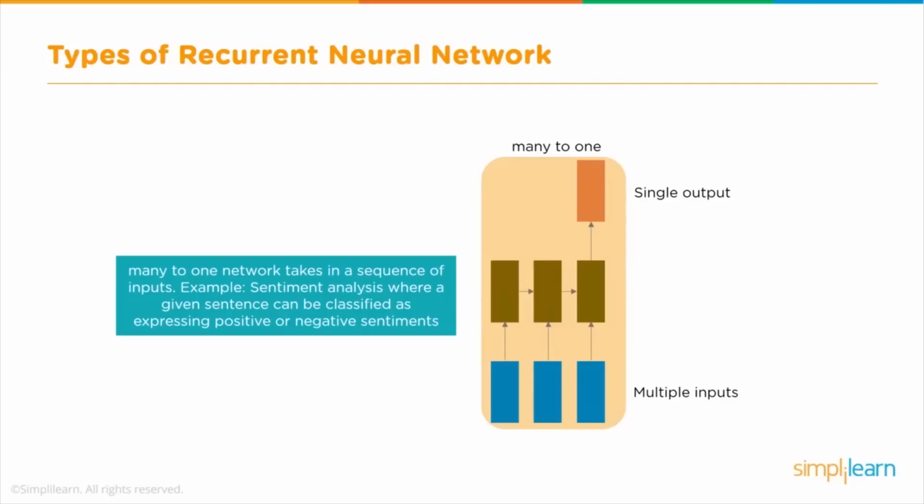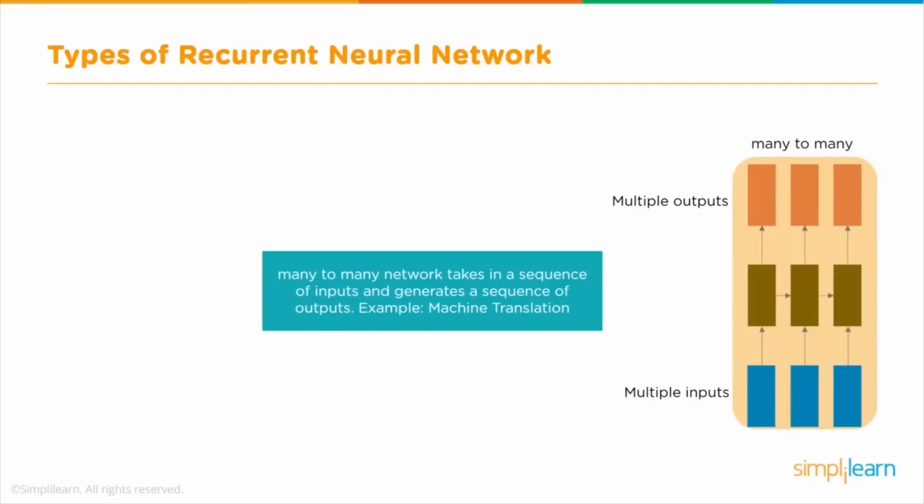Then we run one-to-many, so you have a single input, and you might have multiple outputs. In this case, image captioning, as we looked at earlier, where we're not just looking at it as a dog, but a dog catching a ball in the air. And then you have many-to-one network, which takes in a sequence of inputs. Examples, sentiment analysis, where a given sentence can be classified as expressing positive or negative sentiments. And we looked at that as we were discussing, if it rains, look for a rainbow. So positive sentiment, where rain might be a negative sentiment if you were just adding up the words in there.